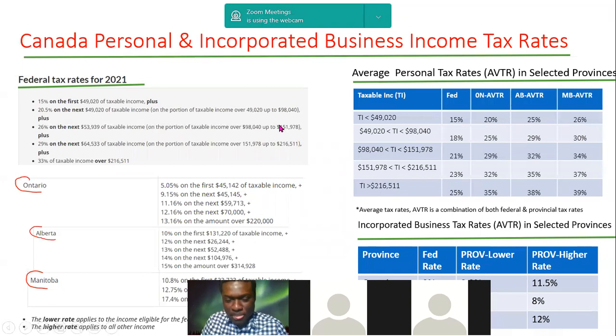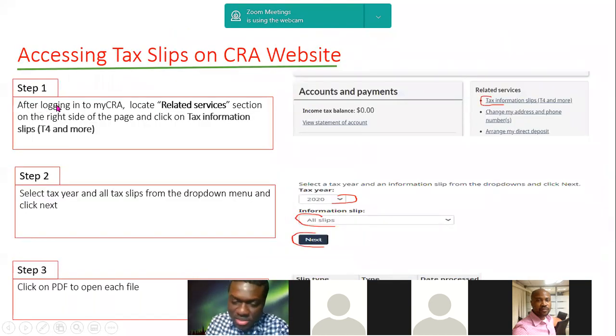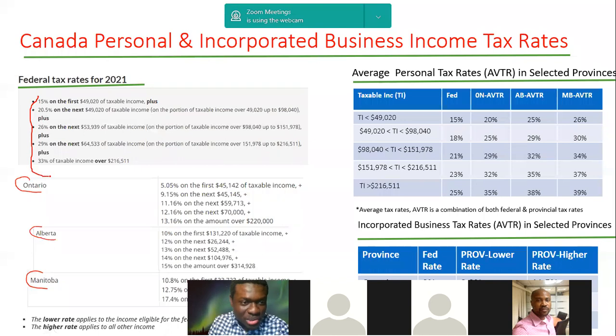Now, this is the tax rate for 2021. To the left of my screen, I got some caption from the CRA website. This is for the federal. Excuse me, I lost my pointer. So this side of the slide speaks to the federal rates. So for someone that earns taxable income below $49,020, the federal tax rate is 15%. So this is how it works.